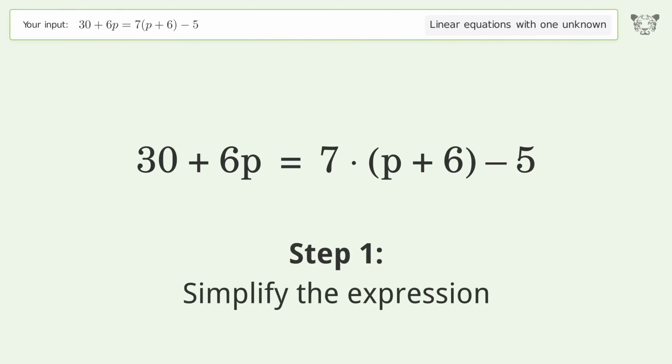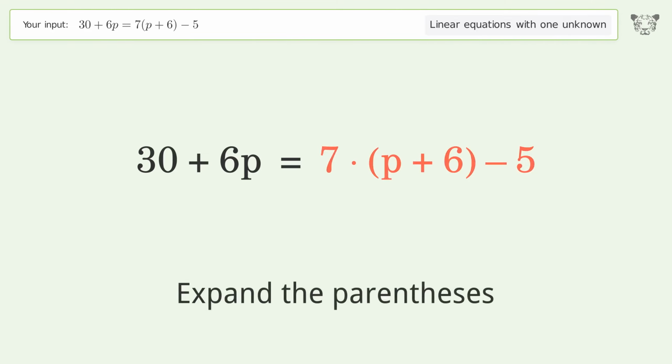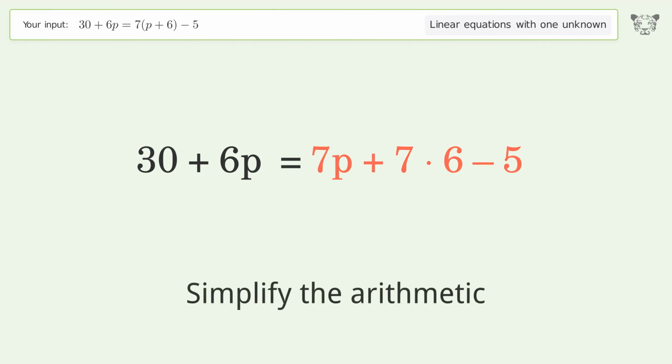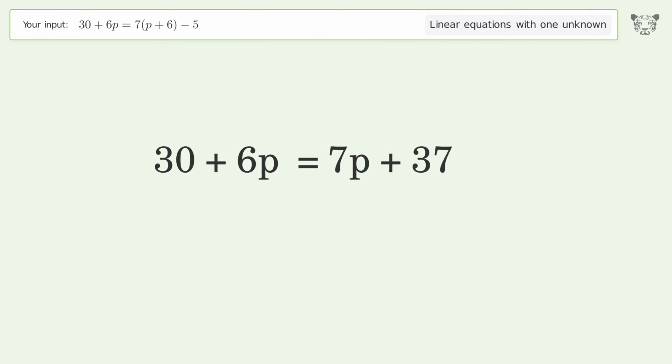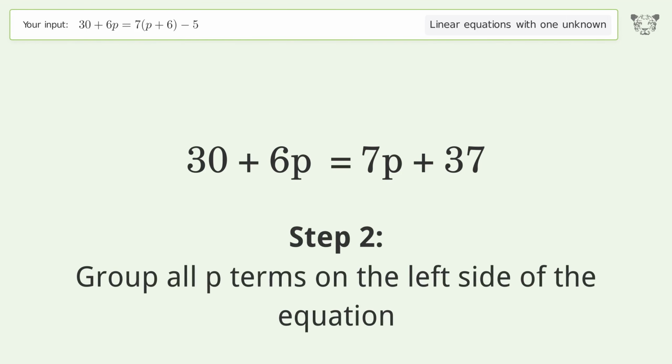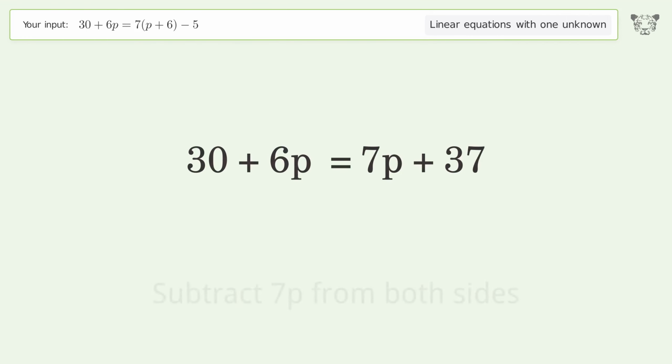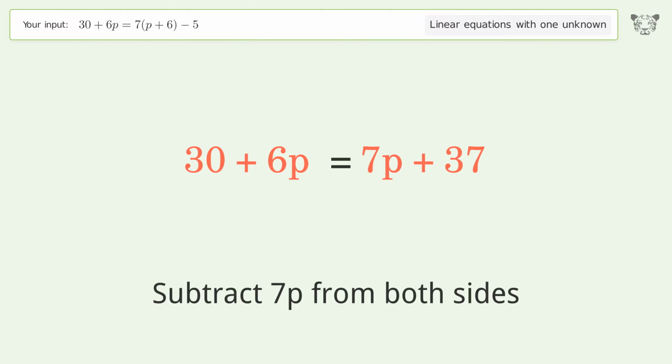Simplify the expression. Expand the parentheses. Simplify the arithmetic. Group all p terms on the left side of the equation. Subtract 7p from both sides.